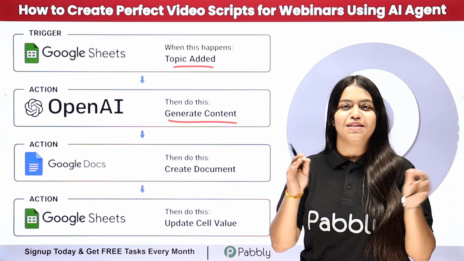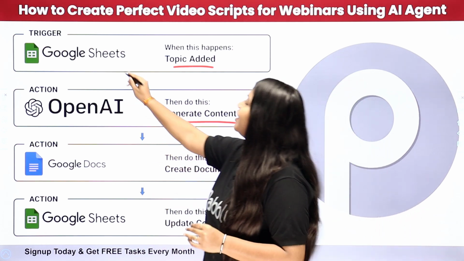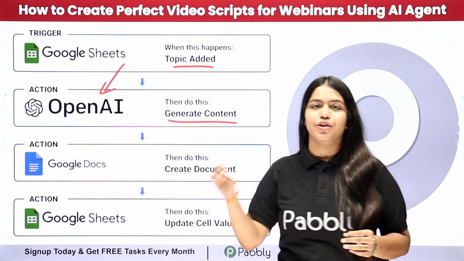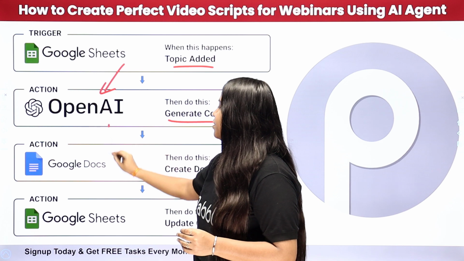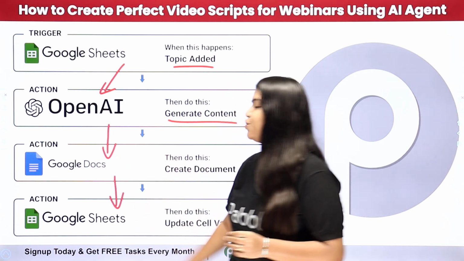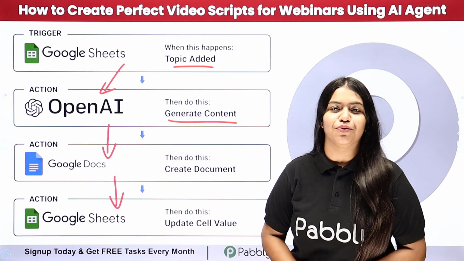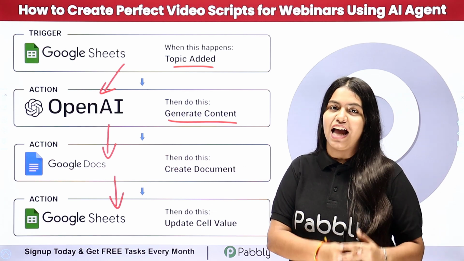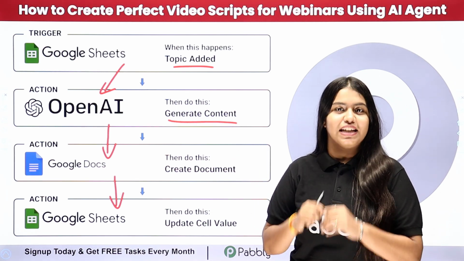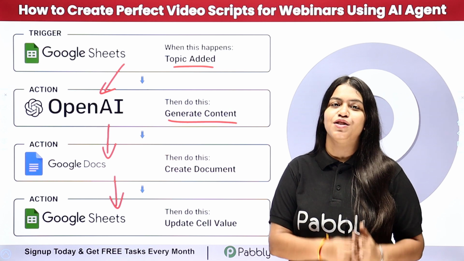So to do this, we are simply going to create a connection between Google Sheets, my AI agent, which is OpenAI, and then Google Docs, and then once again Google Sheets. And to create this connection without knowing any programming or coding language, we are going to use Pabbly Connect. It is an amazing automation software.